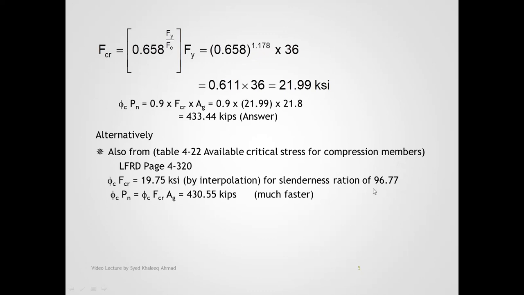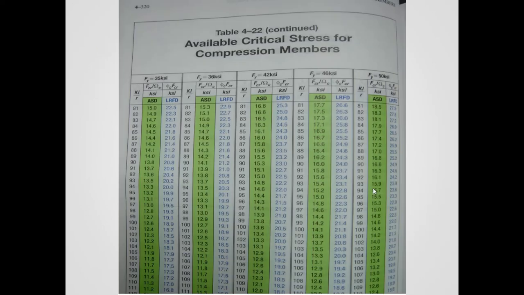Now you see here, this table is available, critical stress for compression members. Here are different values for Fy. So whatever is given for us, in our case Fy is 36 ksi. So we will be limited to only this column in our case. Okay.